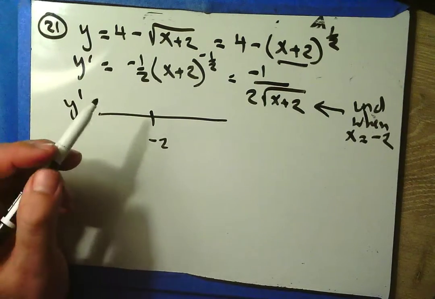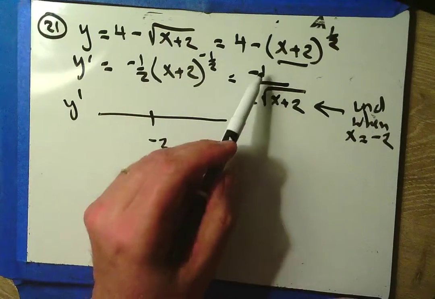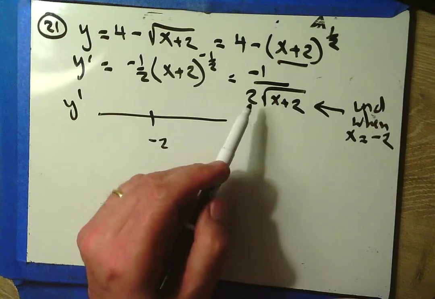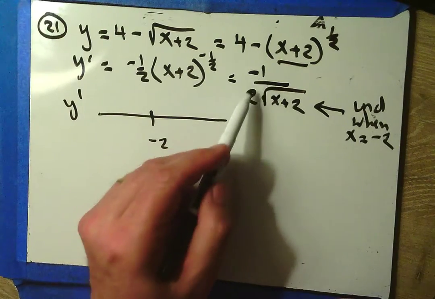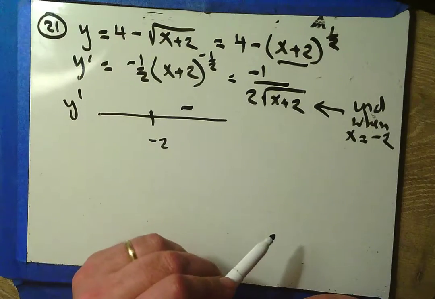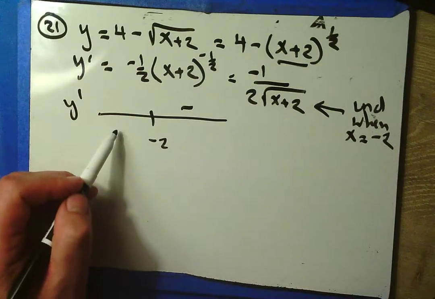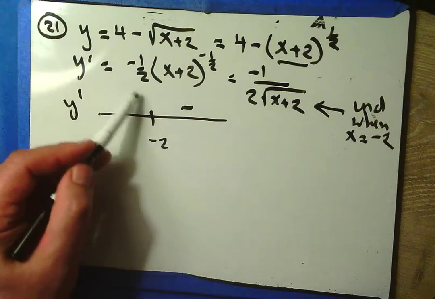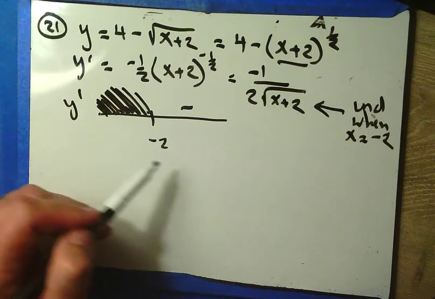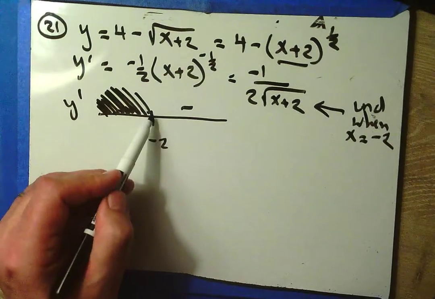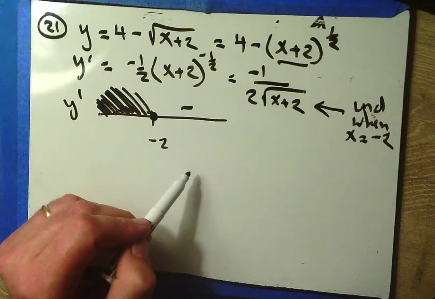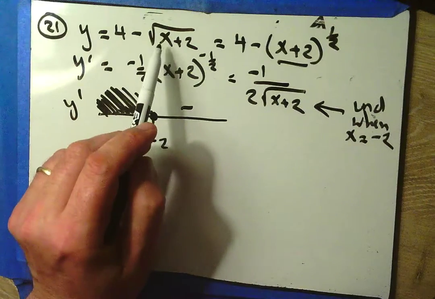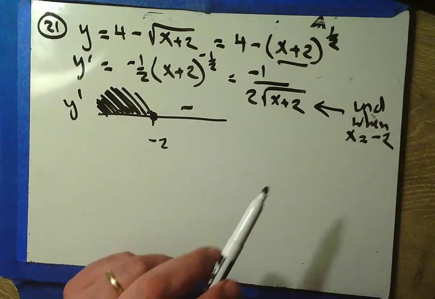Now, if I plug in a number like 0, I have negative 1 over 2 root 2. Well, root 2 is 1.4 times 2, 2.8, and so negative 1 over 2.8, well, that's going to be a negative number. But what if I put in something like negative 3? Negative 3 plus 2 is negative 1, and the square root of negative 1? No, that doesn't exist. So, what do you notice here? We have an endpoint. So, this isn't a restricted domain, except for the fact that, well, yes, it is, because the function has a restricted domain.